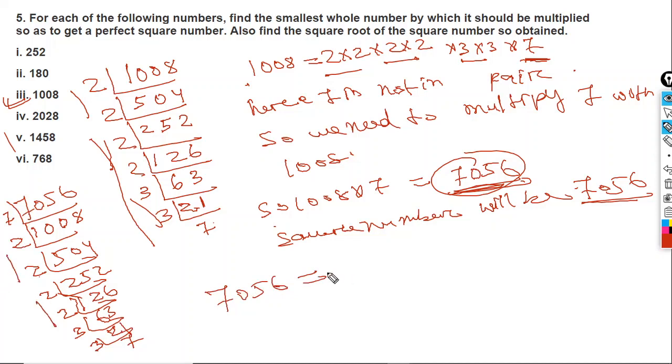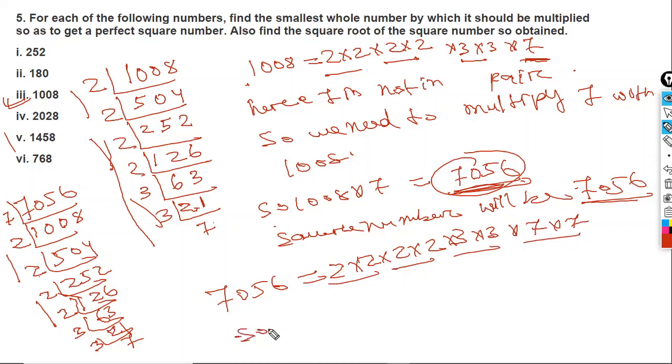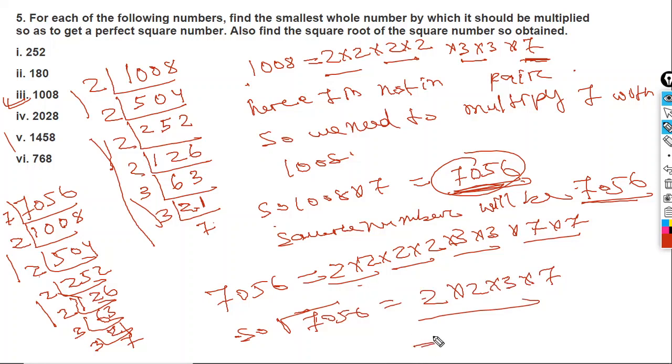2 into 2 into 2 into 2, then 3 into 3 into 7 into 7. Now all of them are in pairs: 2 2, 3 3, 7 7. So the square root of 7056 will be equal to 2 into 2 into 3 into 7. We just multiply and you will find the answer. Okay, so question number 5, you can try all the other numbers in this way.